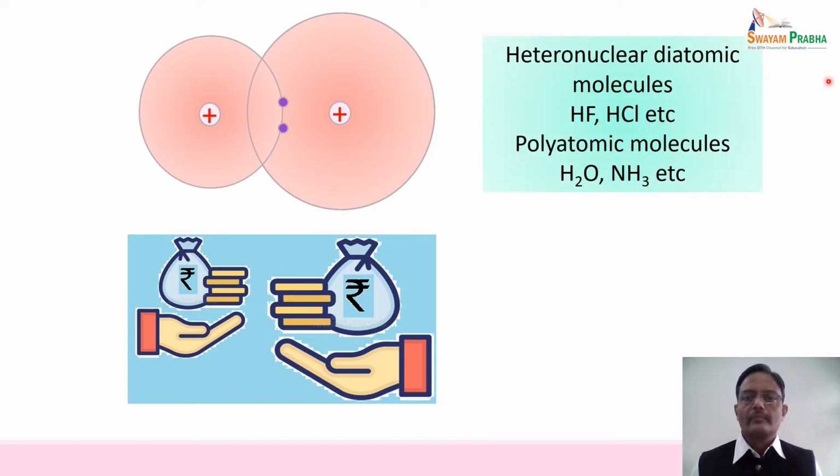This is possible if the bonded atoms are heteronuclear diatomic molecules, or bonded atoms have unequal forces of attraction towards the bonded electron pair. So many heteronuclear diatomic molecules like HF, HCl, etc.